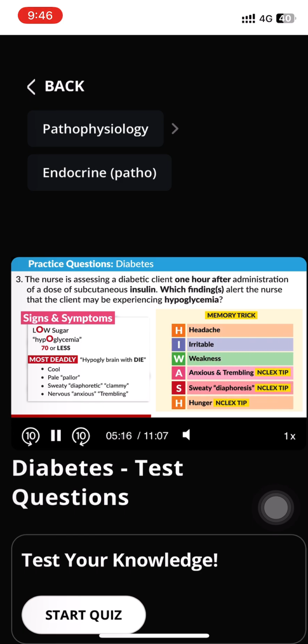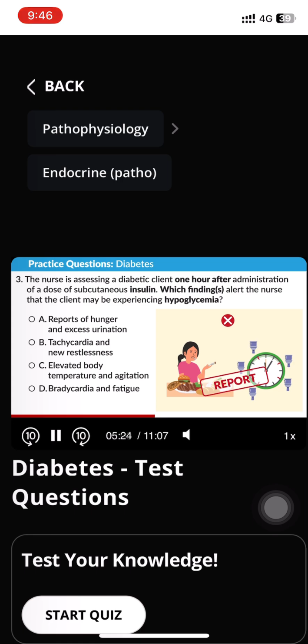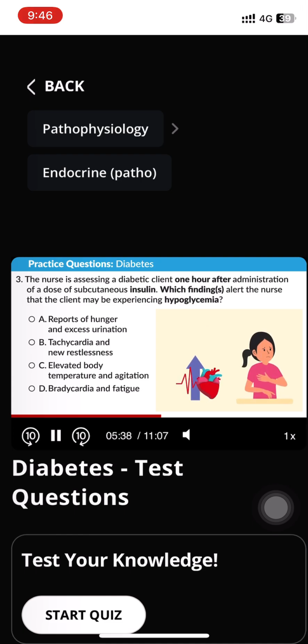Okay, now that you have that, then look at the options. So option A, reports of hunger and excess urination. No, this is incorrect. This is typical of hyperglycemia, that high sugar, as the body tries to urinate out all that excess sugar from the body and into the potty. Now, option B, tachycardia and new restlessness.